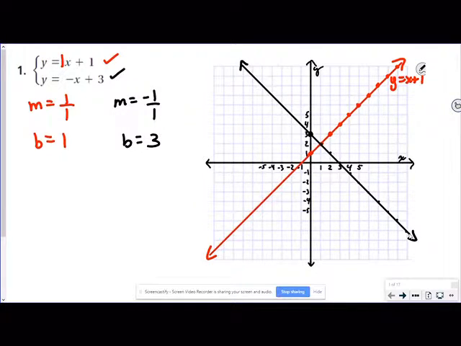Arrowheads on the ends, label, and then we should be circling the point of intersection and labeling the point of intersection with its coordinates. That particular point of intersection is 1, 2.